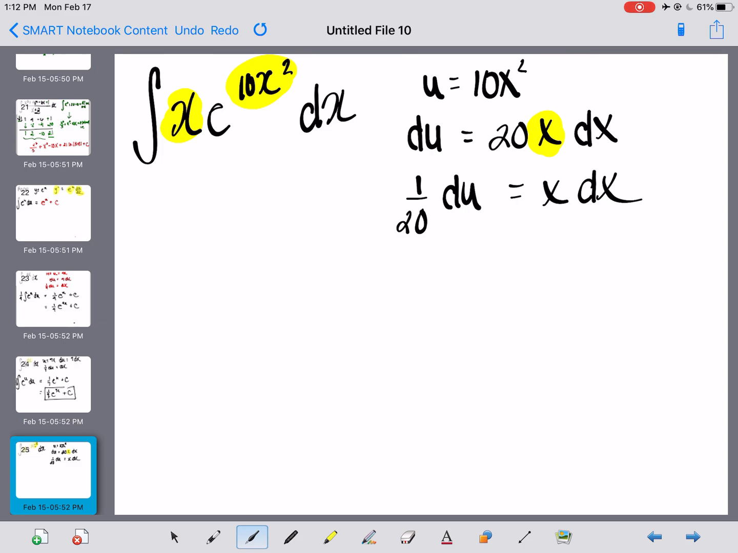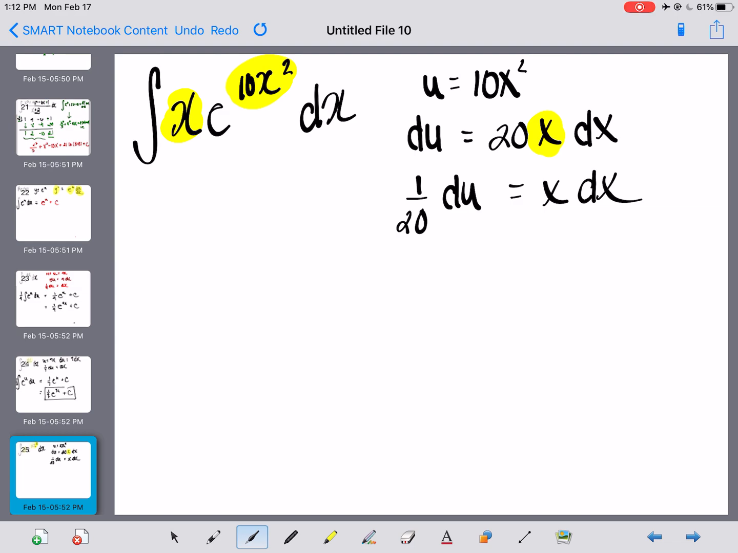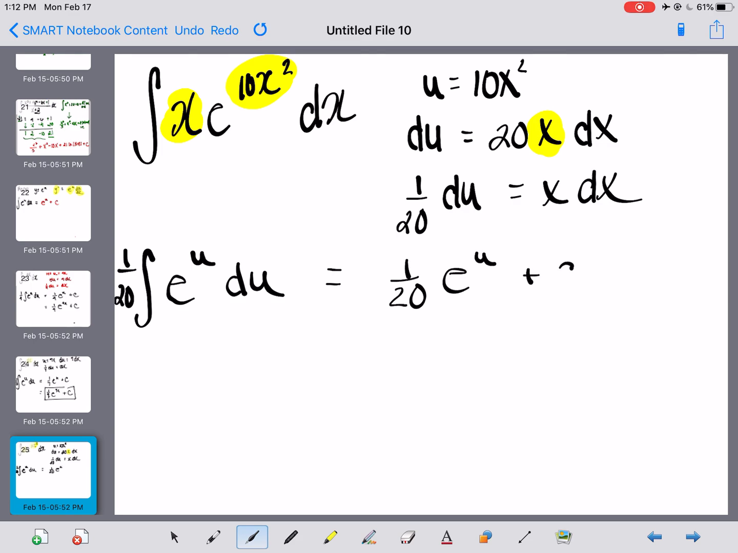When you rewrite your integral, you will have the integral with 1 over 20 out front times e to the power of u du. And that will give you 1 over 20 e to the u plus c. Plug your original function back in, and that will be your final answer again.